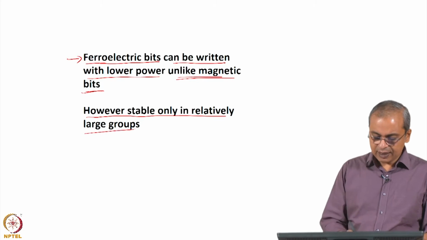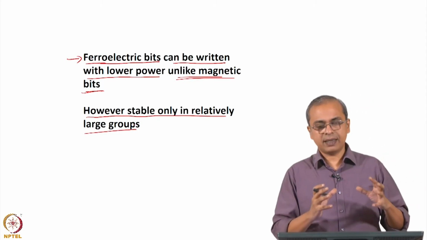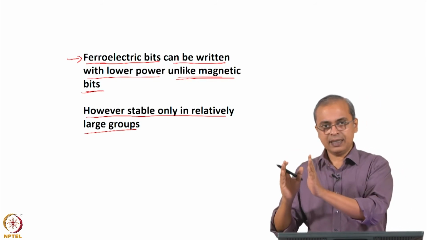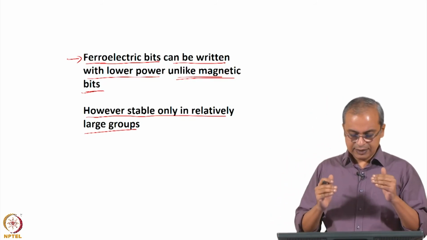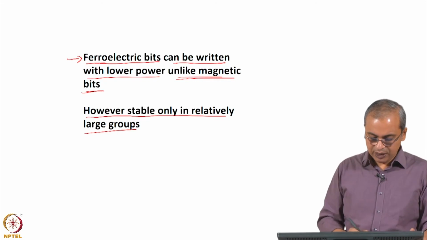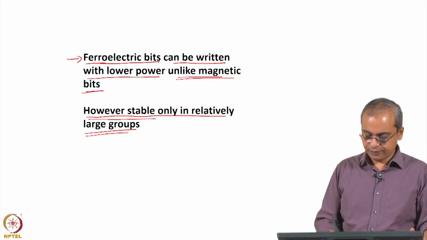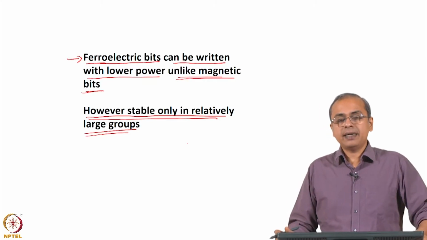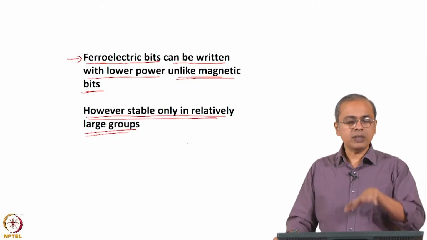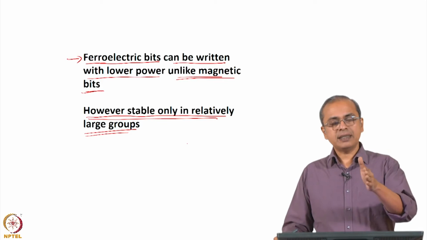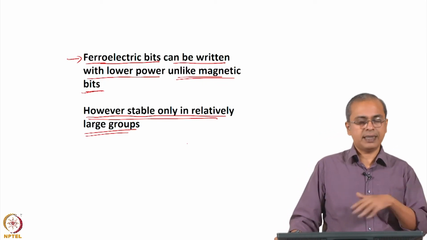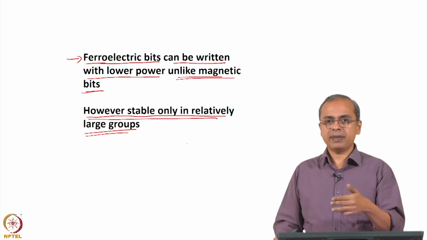It turns out that the stability of that ferroelectric group, for it to stay consistently as 1 or to stay consistently as 0, happens only if you have slightly larger groups of atoms. And the reason is that in all these cases there is a thermal energy which is fighting any other internal phenomena that is there, even ferromagnetic behavior etc.